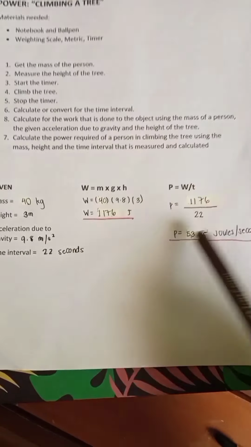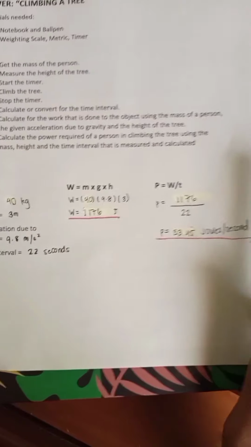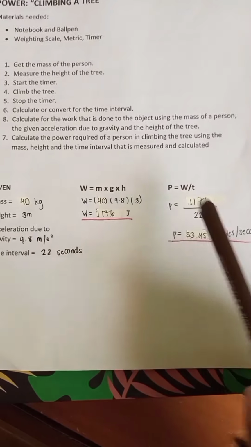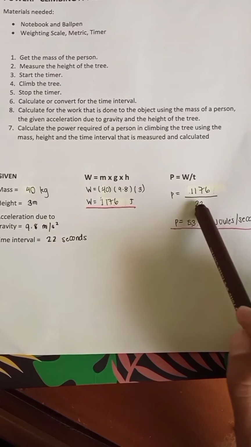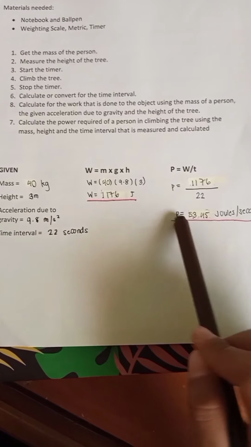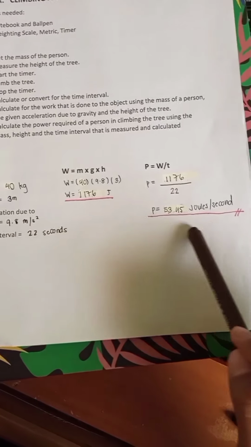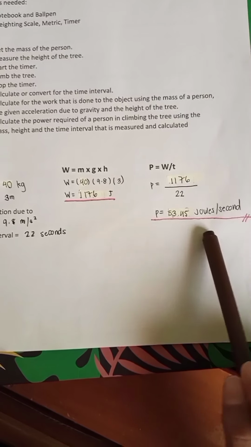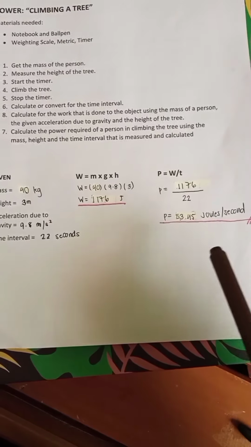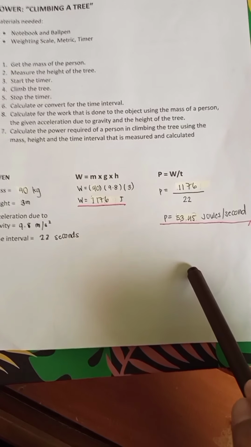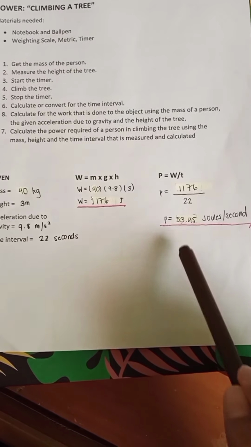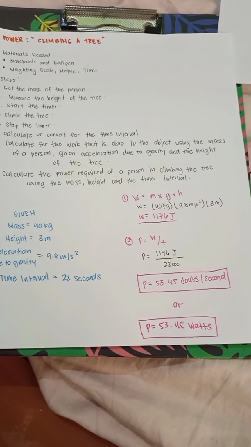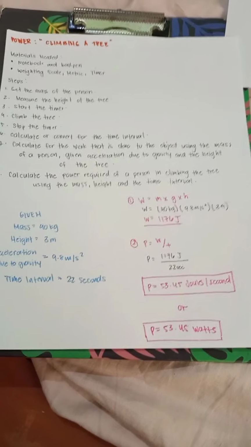when climbing a tree. So, now we know the work. We can compute the power required of a person in climbing the tree. So, power is 1,176 joules divided by 22, which is the time interval. When we input that in the calculator, we get 53.45 joules per second. So, the required power for the person to climb the tree is 53.45 joules per second, or 53.45 watts, because 1 joule per second is equal to 1 watt.